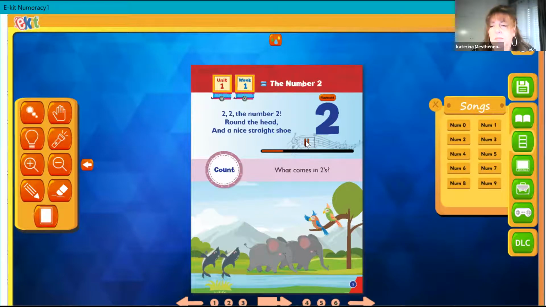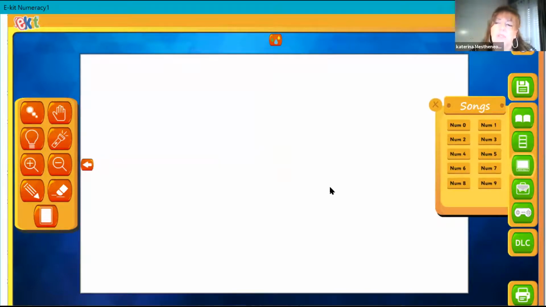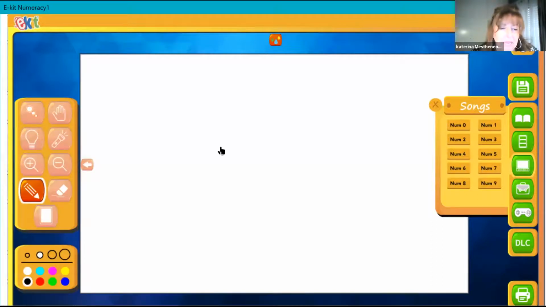Round the head and a nice straight shoe. That. We have the sketchboard. Let's say that one of your students asks you how to spell "elephant" or something. Let's have pink here, and so you can write on it.